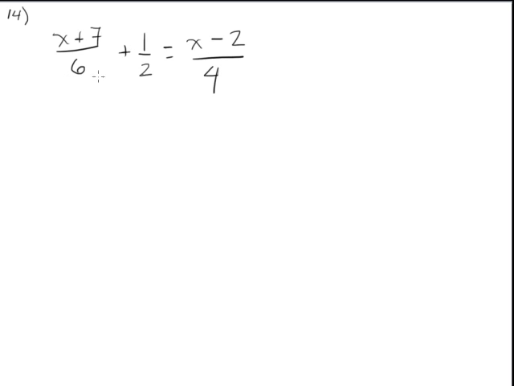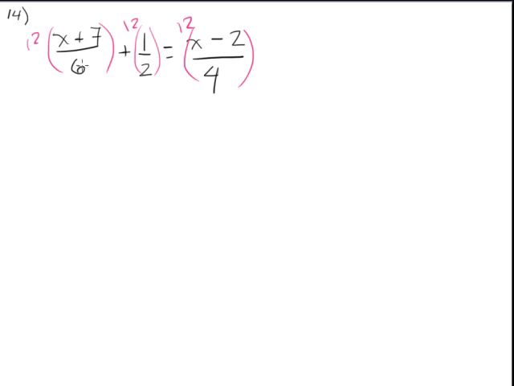So again, I want to get rid of these denominators here, and I have an equal sign, so I could actually multiply each term by the greatest common factor to get rid of those denominators. So I'm going to have here 6, 2, and 4. The greatest common factor between all three is 12. So I'm going to multiply each term by 12.